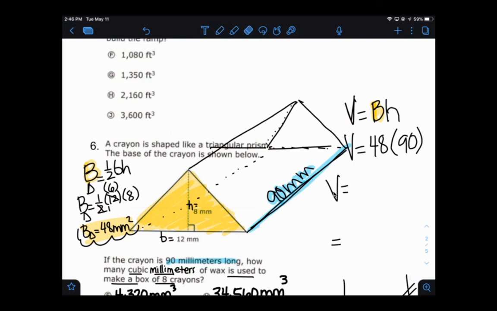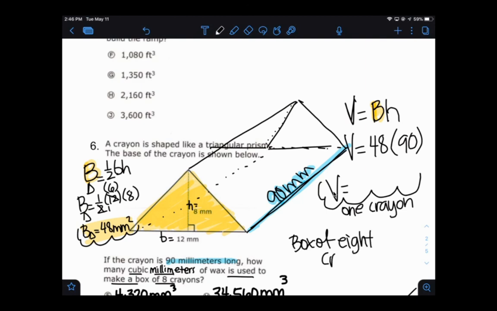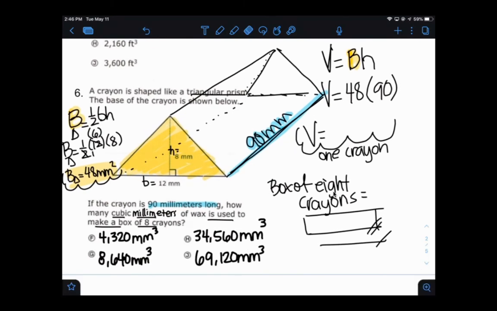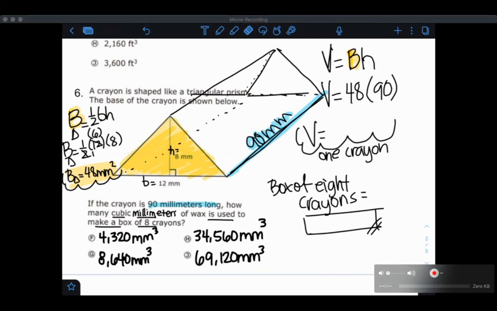And like I said, once you work this out, this is not your final answer, because this is the volume of one crayon. And they're asking you how much wax is needed for a box of 8 crayons. So what do we have to do here? We multiply that volume that you figured out times 8. And that's going to give you the final answer, right? And so there, that concludes this little video. And on the next one, I'll go over problems 7 through 9. All right. See you in a bit.